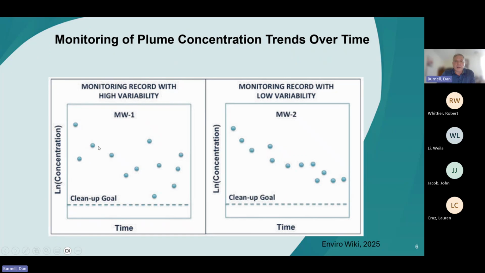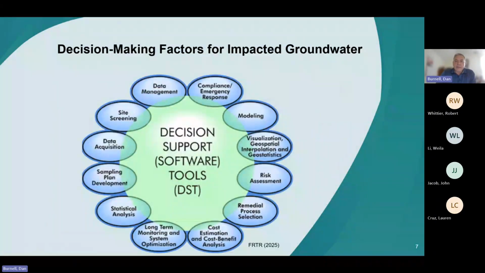For example, this well on the left has a lot more variability. It looks like it has a decreasing trend. It hasn't reached the cleanup standard, but there's a lot more variability in this well, whereas this well has a clear decreasing trend and less variability. Each well is going to have its own particular signature depending on where the well is and the complex geology.